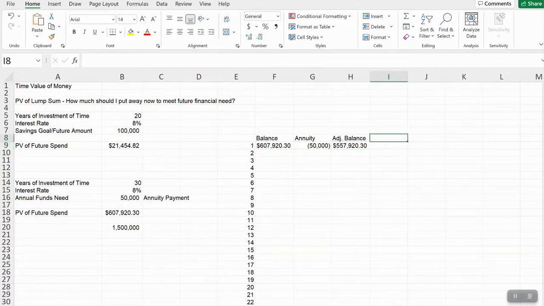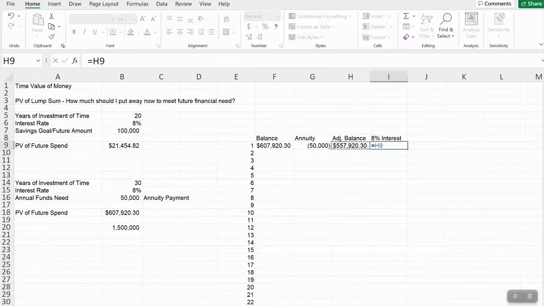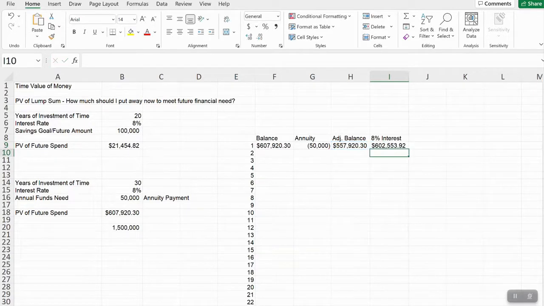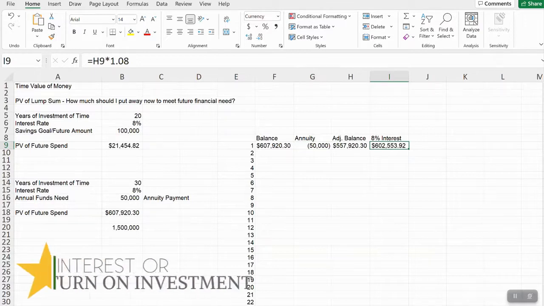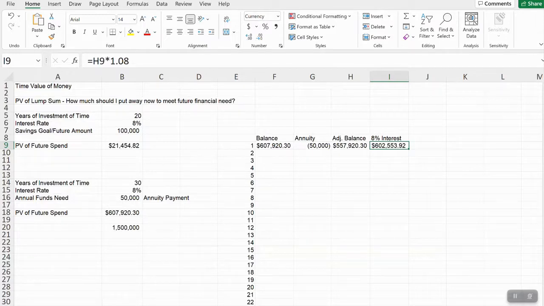And then I'm going to assume that throughout the year, I'm going to earn that 8% interest. So I'll go ahead and put a column for 8% interest. And I'm just going to take that balance at the beginning of the year and times it 1.08. The idea is it's going to give me my balance grown by 8%. So what happens is, even though I'm taking 50 out, I'm putting almost $45,000 of interest into my account by the end of the year, which is awesome because it just means that I'm not going to be really depleting my balance by as much as I really thought I was.